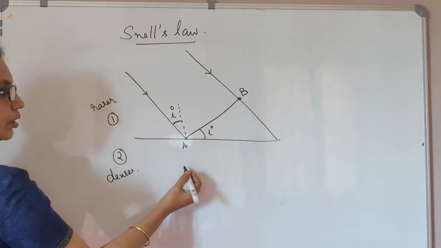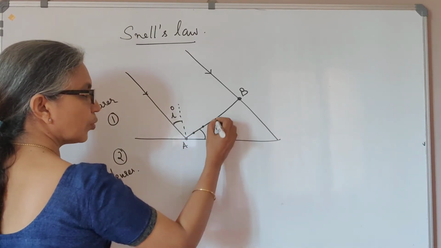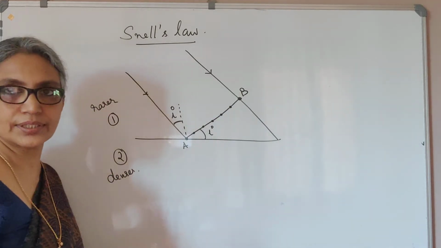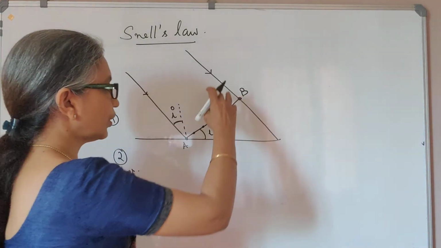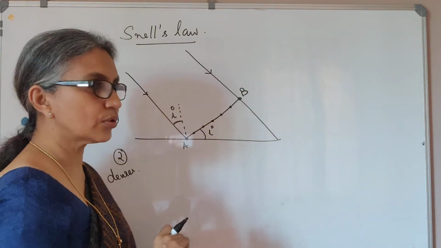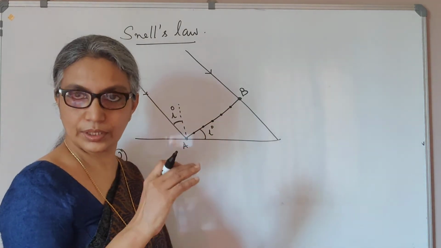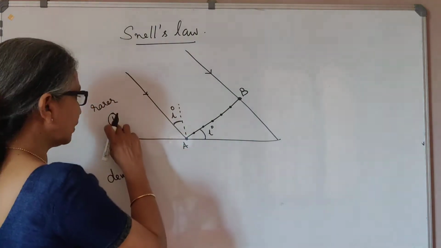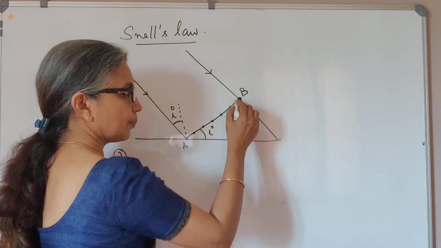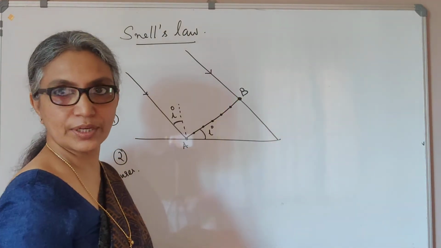Now, according to Huygens' principle, every point on this plane wavefront will act as a source of secondary disturbance or energy, which will travel out in the form of small wavelets, whose radius will be the distance traveled by that wave in that medium. So, in medium 1, by the time, this point here is going to act as a source of secondary disturbance and it's going to give out a spherical wavelet.